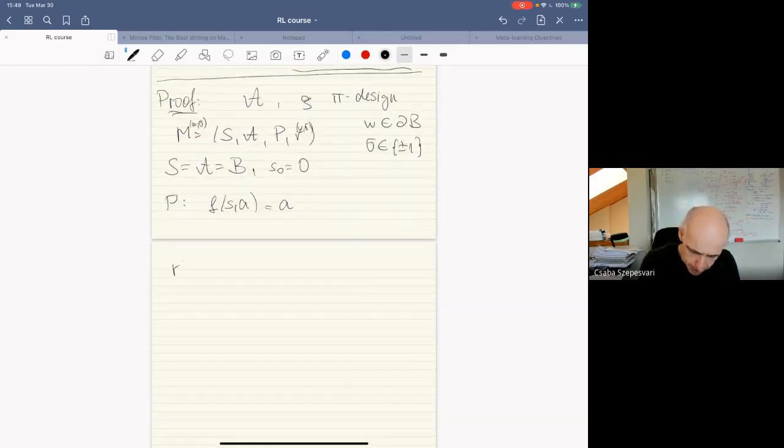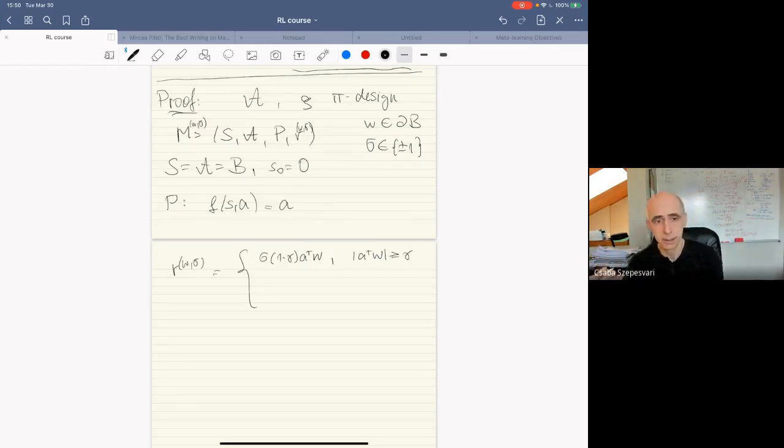And the reward, finally, is where this cap is going to play a role. The reward is going to be sigma times 1 minus gamma and the inner product between A and W, if this inner product is large. That is, if we are within a cap, then we get this reward, which is proportional to the inner product and the sign. Either this is a good reward or a bad reward, depending on whether sigma is positive or negative. If sigma is positive, then you want to be aligned with W. If sigma is negative, then you want to align with negative W, and 0 otherwise.